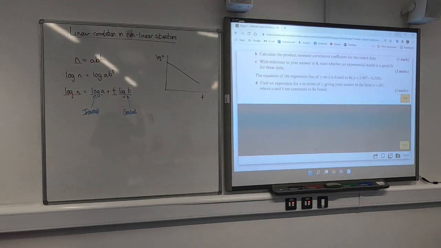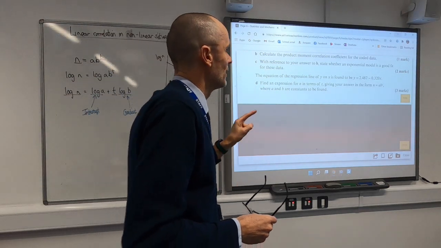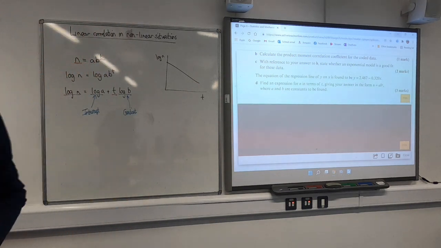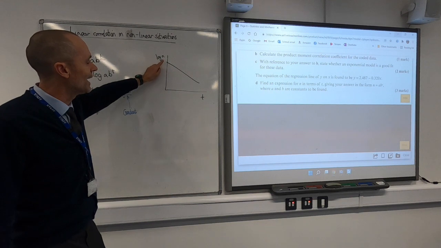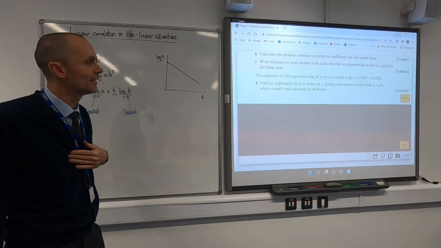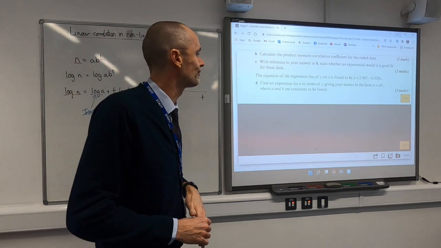For C, with reference to your answer, a graph of t against log n has a strong negative correlation, which means an exponential model is a good fit. I'm pleased you've made that point actually. Because a graph of t against log n had a strong linear correlation, negative in this case, an exponential model is a good fit for the data.